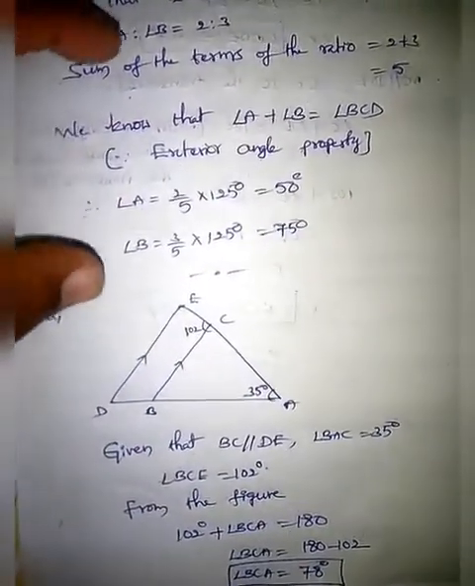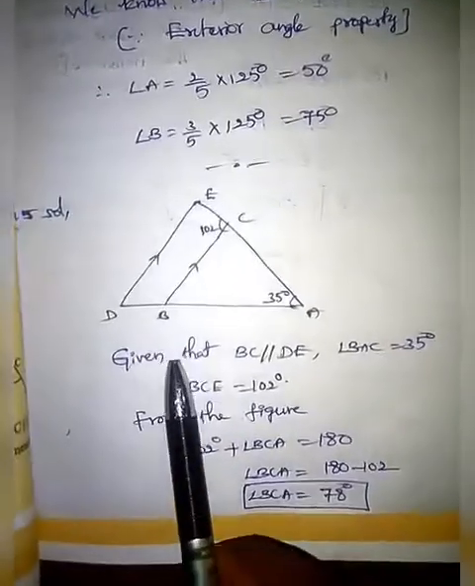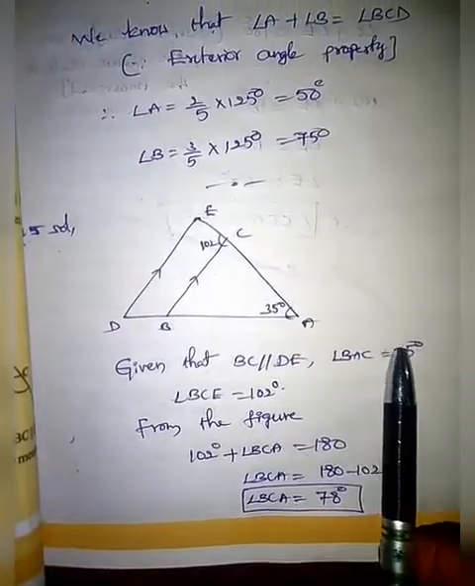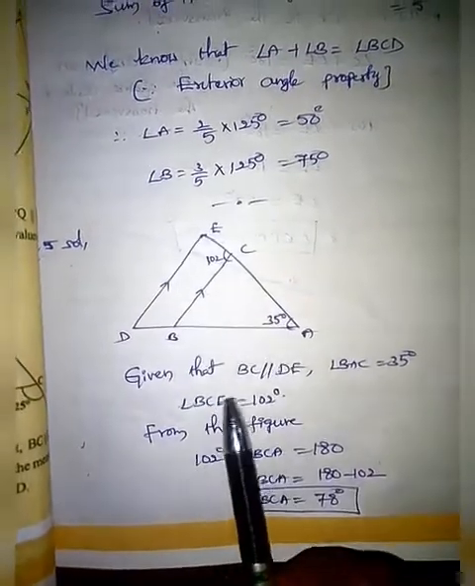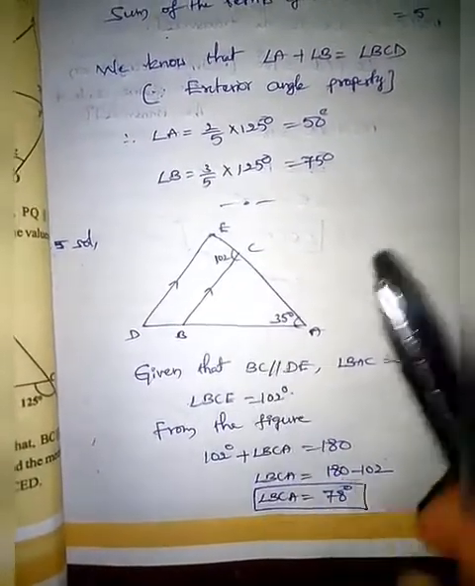This is the figure given in the textbook. First of all, write the given information. Given that BC is parallel to DE, angle BAC equals 35 and angle BCE equals 102 degrees. So this is the entire information given in the question.